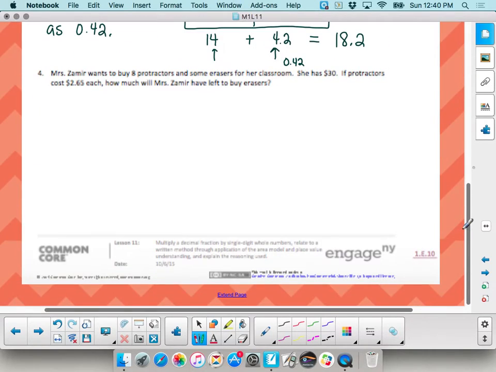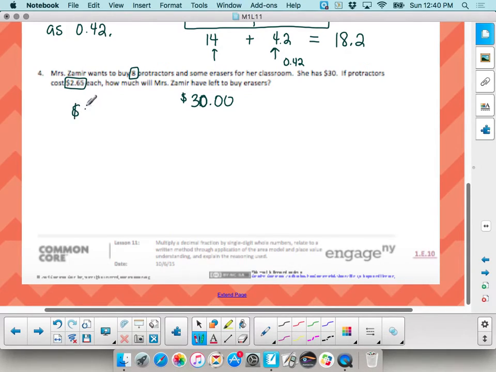Okay, the last problem. Mrs. Zamir wants to buy 8 protractors and some erasers for her classroom. She has $30. If protractors cost $2.65 each, how much will Mrs. Zamir have left to buy erasers? I want to do this one in standard form using the standard algorithm. So let's jot down a few things. First of all, she has $30 to buy all of these things. She wants to buy 8 protractors that are $2.65 each.